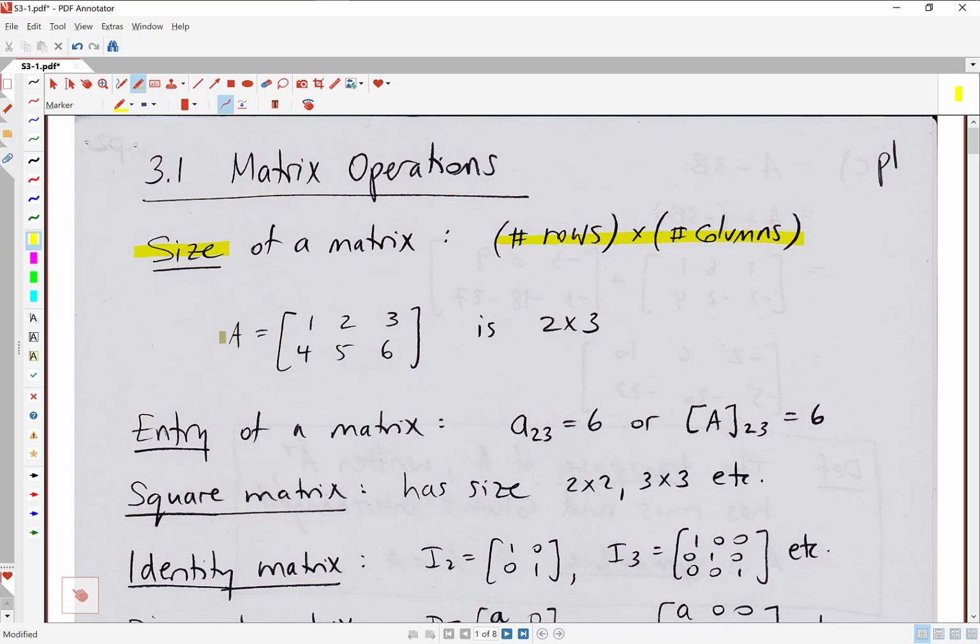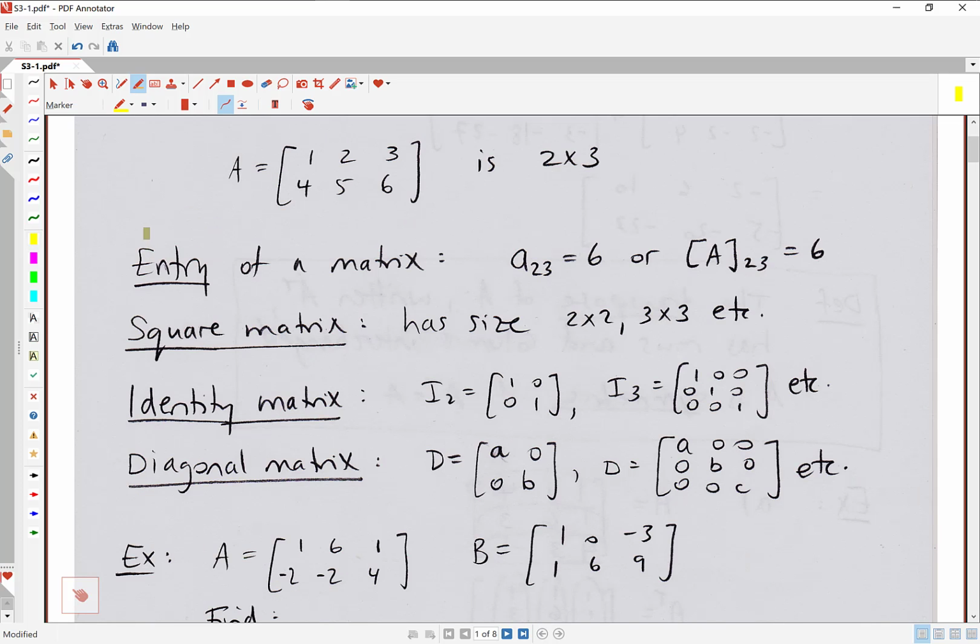So for example, if someone gives you this matrix here, we would say that's a 2 by 3 matrix, or we say A is 2 by 3 because it has 2 rows and 3 columns.